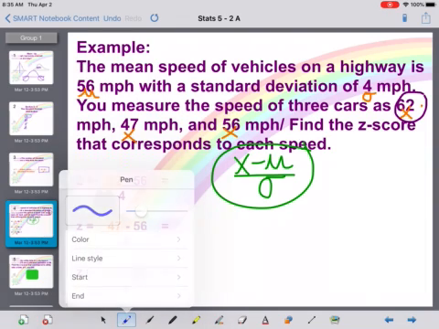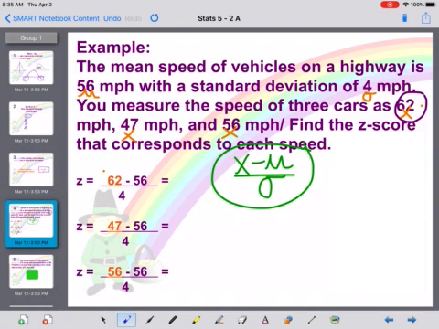So my x value is 62. So that's where this comes from. Minus the mean of 56 divided by 4, because 4 was my baby sigma. Okay, so the 56 and the 4 get reused every time. If you look ahead, 56 and 4 on every single one of these. What changes is your x's depending on what you're plugging in.